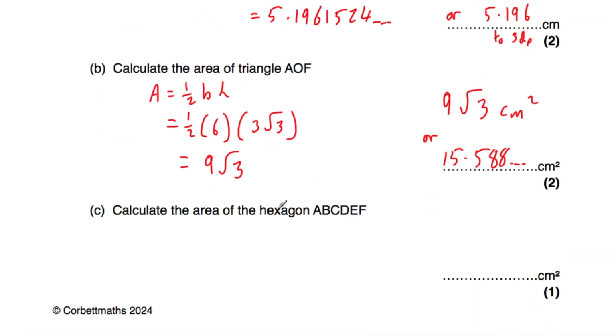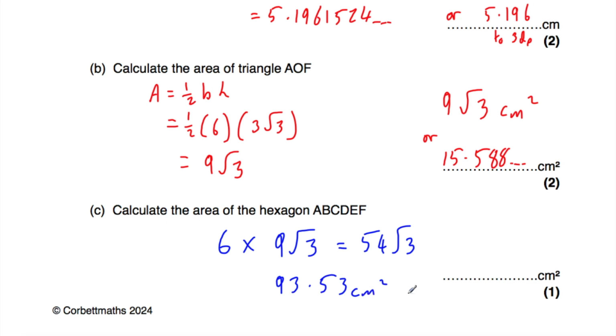So the area of the whole hexagon will be 6 multiplied by 9 root 3. And that would give us an answer of 54 root 3 centimeters squared. So that's the area of the hexagon. Or as a decimal number, if you've got this on your calculator display, you could just multiply by 6, and that would be 93.53 centimeters squared to 2 decimal places, and that's it.